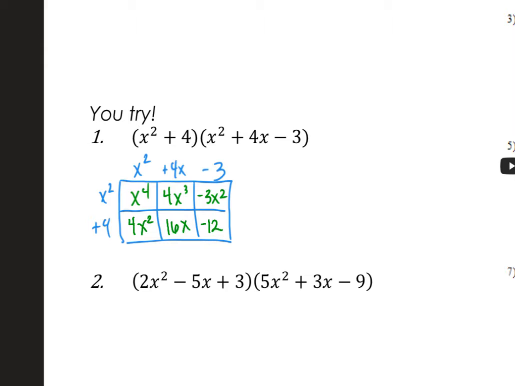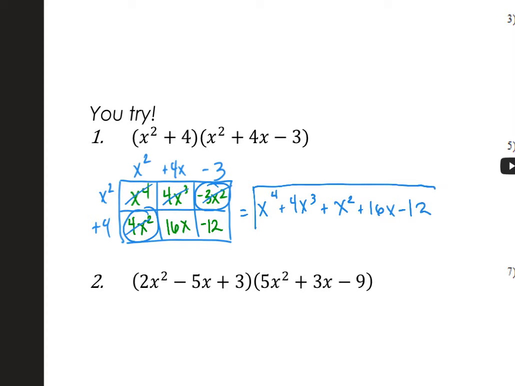Once we do that, now we're going to combine like terms. So starting with my highest degree, we have x to the 4th. The next highest is x cubed, so plus 4x cubed. Then we have x squared, so that's this term here and this term, so that's 4x squared and negative 3x squared. That's 1x squared. And then we have 16x, so plus 16x, and then minus 12. There's our final answer.